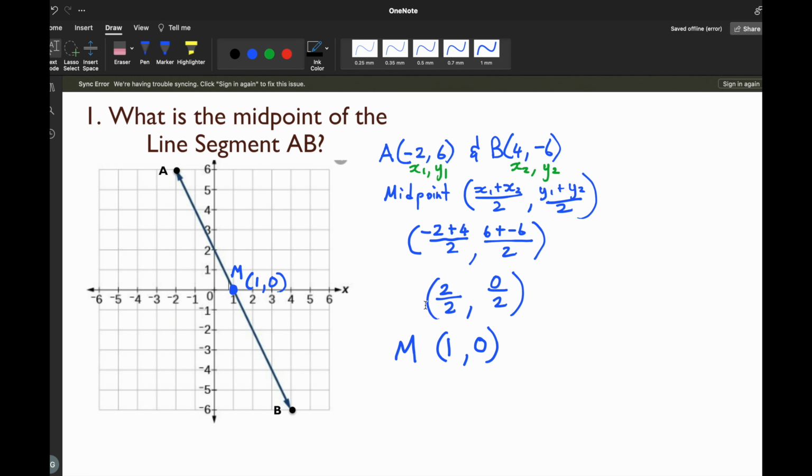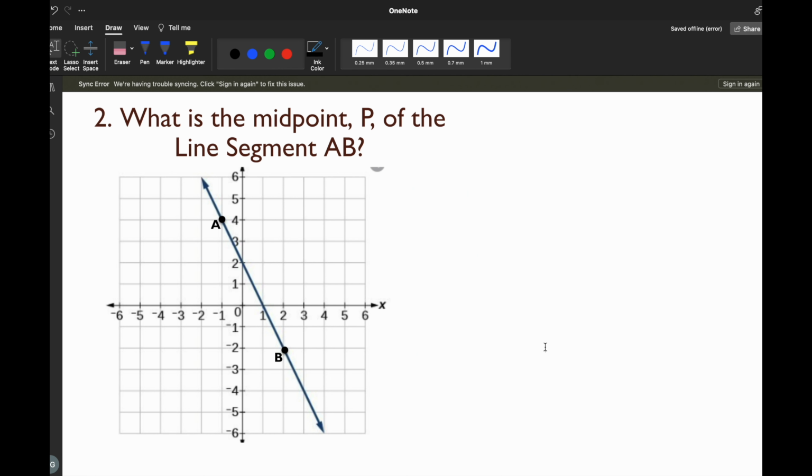Was that difficult? Nah. All right, lovely. So when you're calculating this, make sure you write down your formula. After you write down your formula, make sure you pick the 2 points correctly. Make sure you go x first, then y. X first, then y. Then you label it x1, y1, then x2, y2.